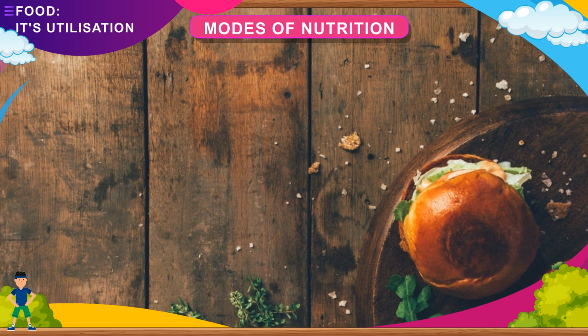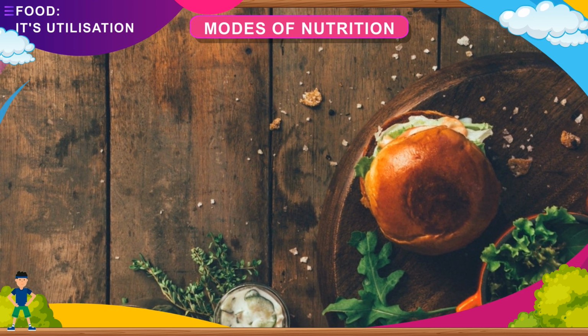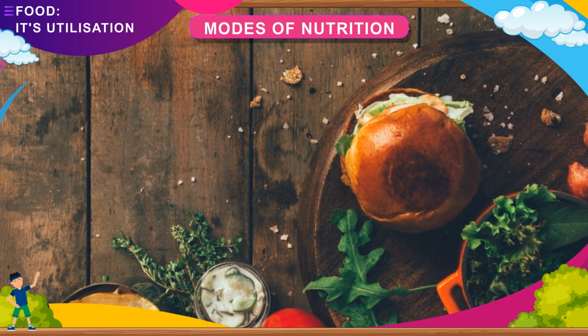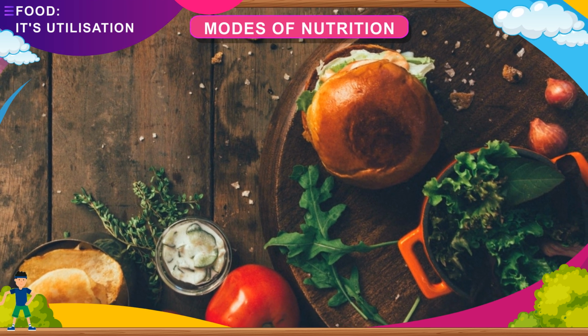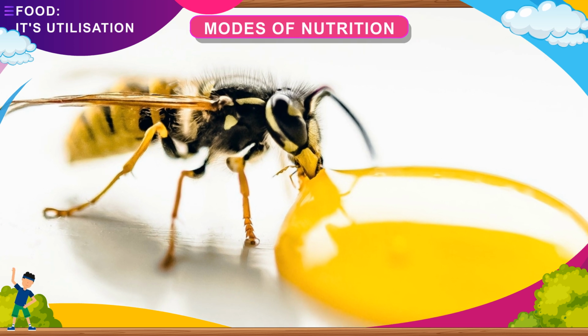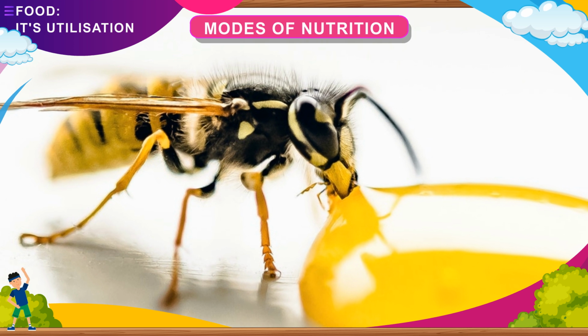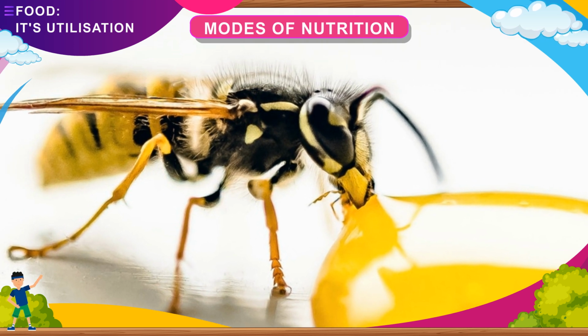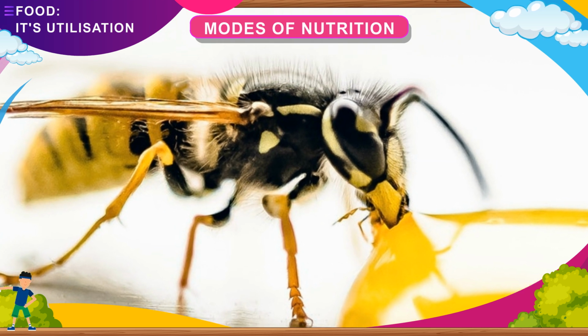We cannot make our own food, neither can animals, so we depend on other organisms and plants that we consume as food. This type of nutrition is called holozoic nutrition. Nutrition is a complex process and involves various steps. As animals and humans consume food, there are various steps involved in obtaining nutrition from food.